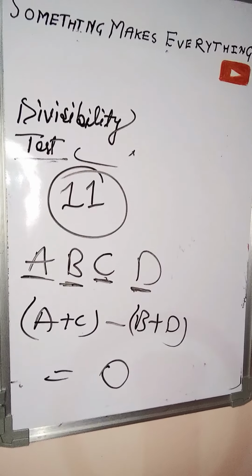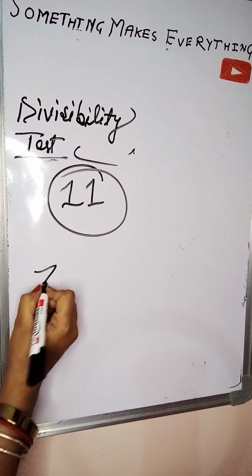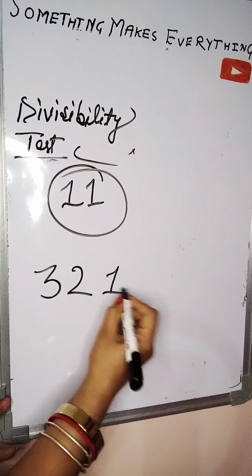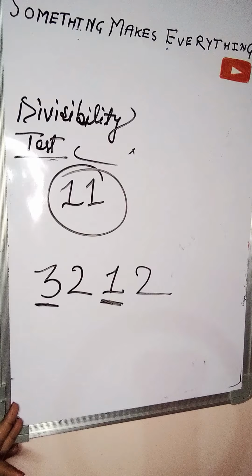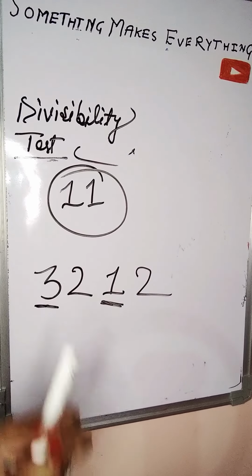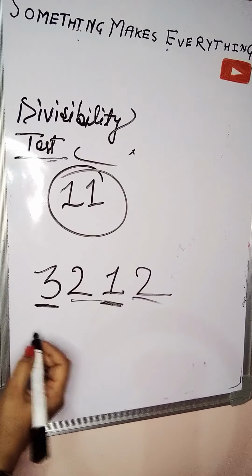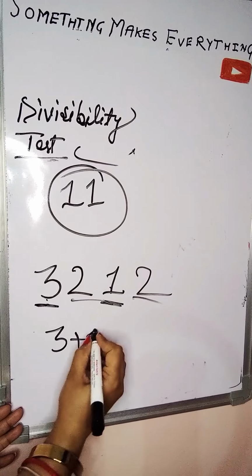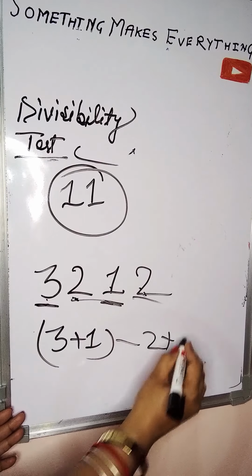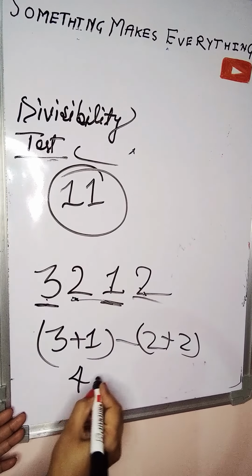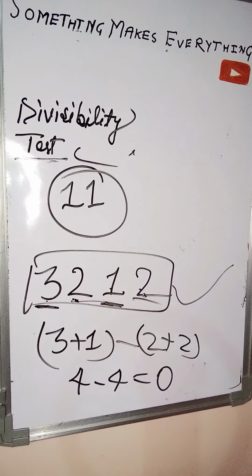For example, I will give you, okay, these are odd places. You know odd numbers 1, 3, 5, 7, 9, and even numbers 2, 4, 6, 8, 10 also. 3 plus 1 minus the even places 2 and 4. 2 plus 2. This will be 4 minus 4. This will be 0. So this whole number will be divisible by 11.